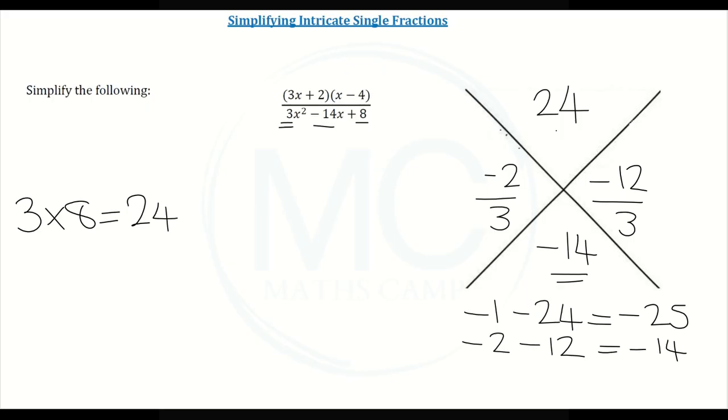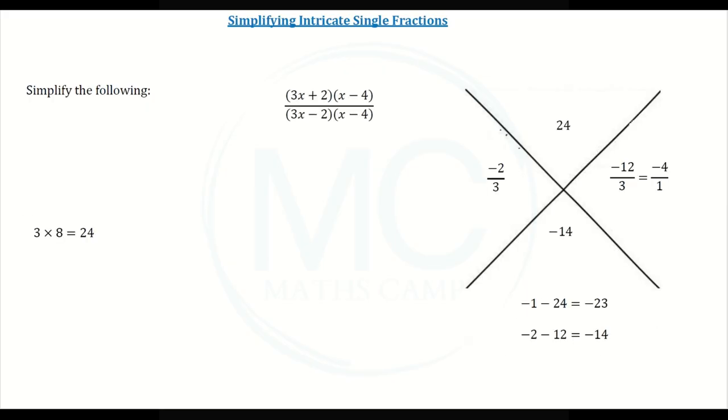Just like before, negative 2 over 3 is in its simplest form, so we can leave it as it is. Now we look at negative 12 over 3. Both are divisible by 3. Simplify, and we get negative 4 over 1. Now we can fill in the brackets in the denominator of the fraction, and we get 3x minus 2 and x minus 4.